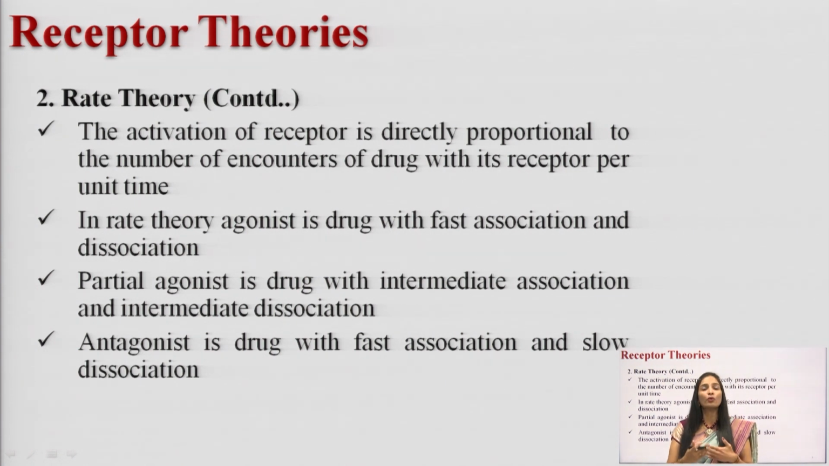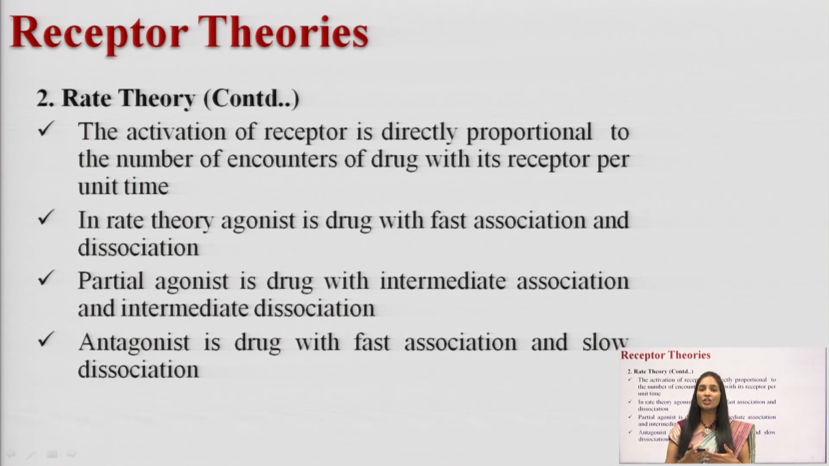If I am talking about the agonist drug, antagonist drug or partial agonist drug, how is the association and dissociation? So, now we will discuss the agonist drug. If I administer the agonist drug to the particular receptor, the association and dissociation are both fast. For an agonist drug, fast association and fast dissociation can be seen.